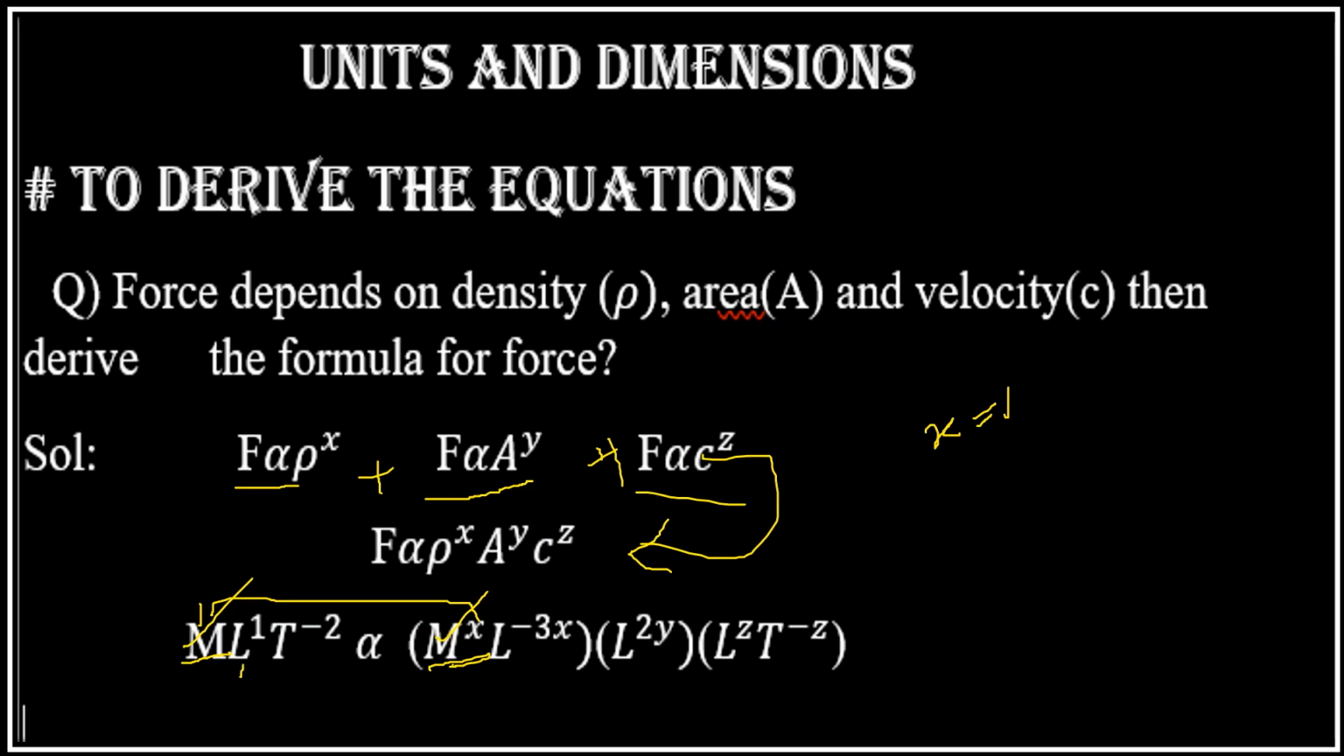Here, L power 1 on the left side, L power minus 3x plus 2y plus z is equal to 1. This is the equation for finding y. Here, minus 3x plus 2y plus z is equal to 1.